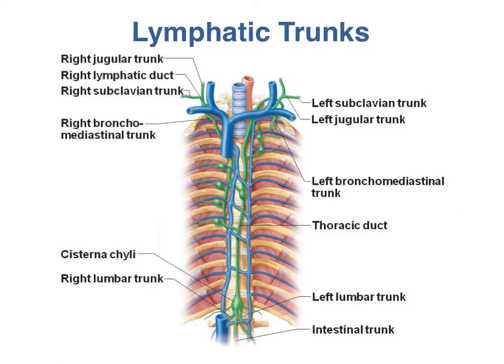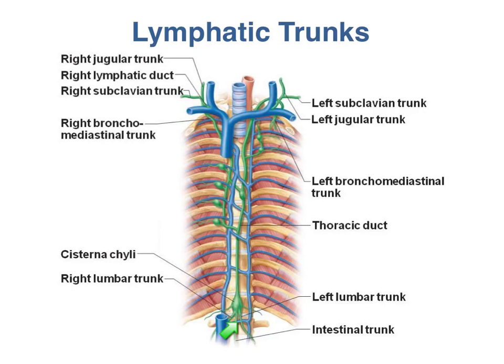The lymphatic collecting vessels join together to form the lymphatic trunks. You have right and left lumbar trunks, right and left bronchomediastinal trunks, right and left subclavian trunks, and right and left jugular trunks. The jugular, subclavian, and bronchomediastinal trunks on the right side of the body join together to form the right lymphatic duct.